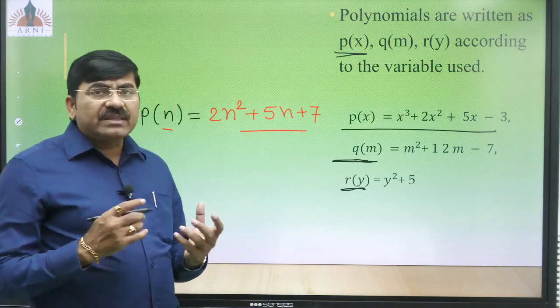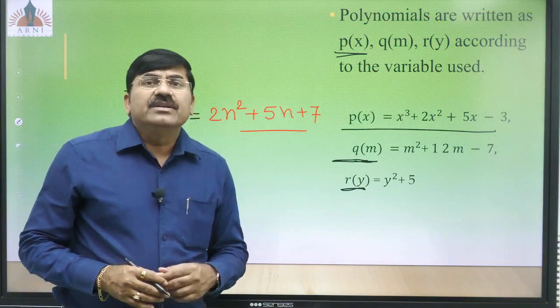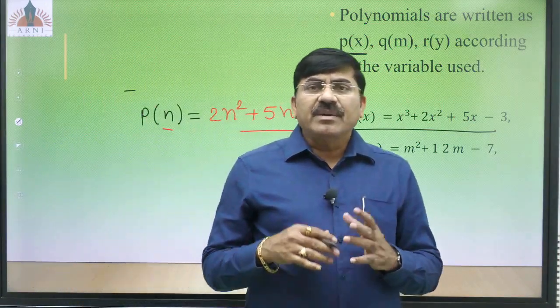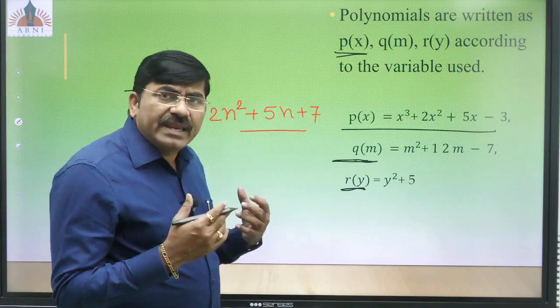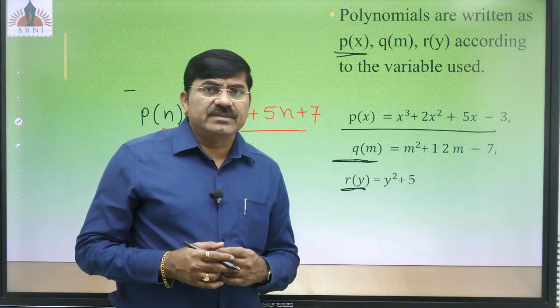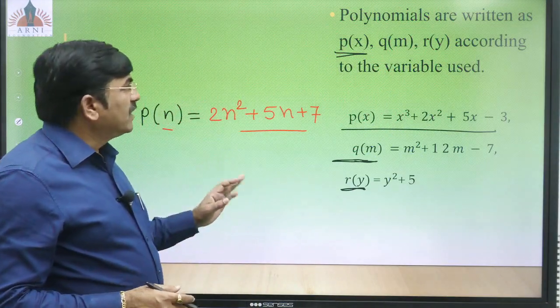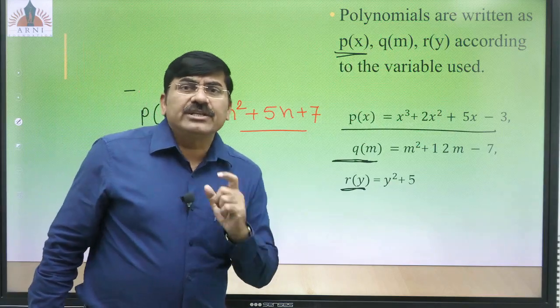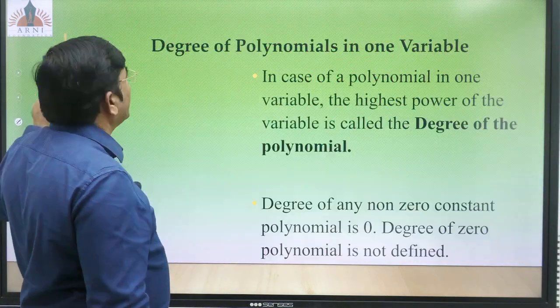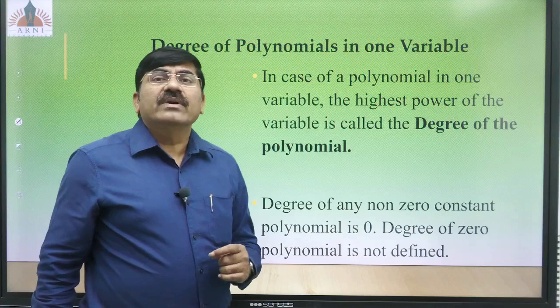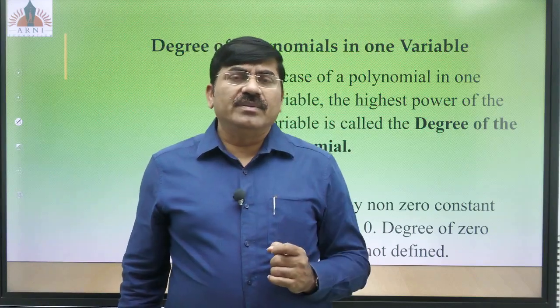Okay. So, this is the method of writing the polynomial. Different polynomials can be written in different forms. With any degree we can write the polynomials. Is that clear? Understood? This is just the notation of writing the polynomial. Now, we are going to find the degree of the polynomial.